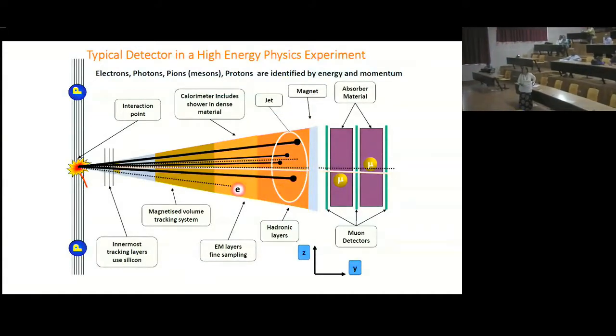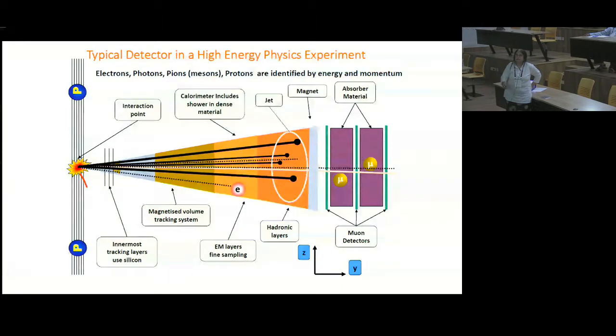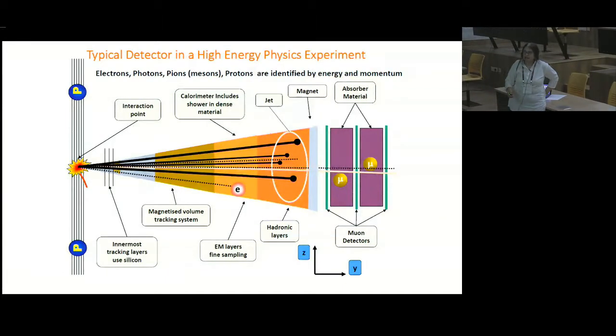All the experimentalists of course know this, but just to show that if I take this to be the collision axis, the beam axis, then I can say that this is the z direction, and this I can take as the y direction. It is symmetric in x and y, of course. And our detector really looks like this. This is a slice of that.